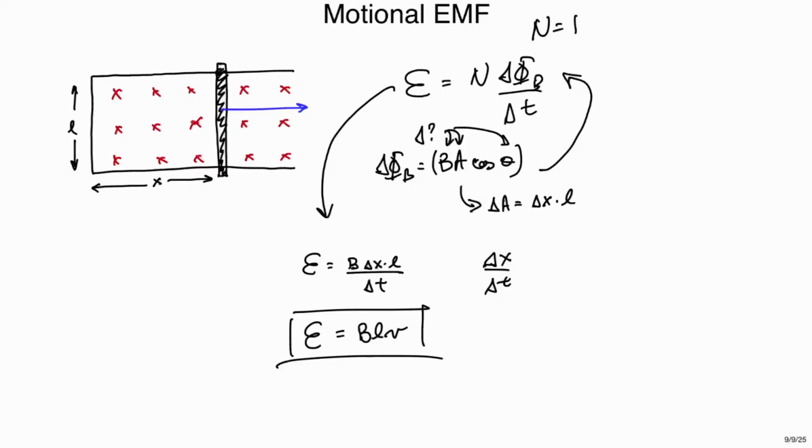However, motional EMF can happen without an actual closed circuit. So we don't have to close one end of this track. We can still cause voltage to happen across the bar by simply moving it in the magnetic field. And this is what happens to any conductor that moves in any magnetic field. Can you think of any situations in everyday life where a conductor is moving through a magnetic field?